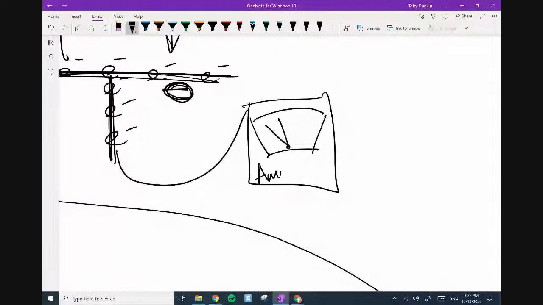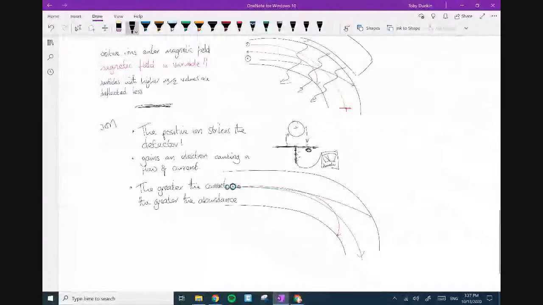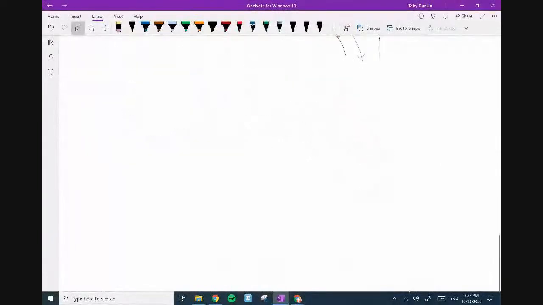So it's a really cool machine. Now, I know that I've overshot my lesson, and I apologize, guys. The last thing I want to do is the data. So what does the graph look like? This is really cool.